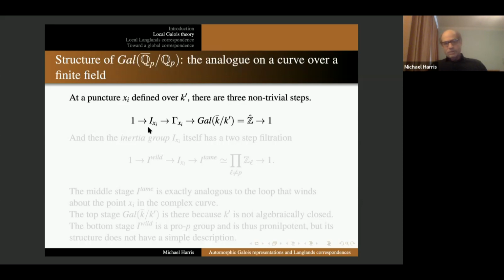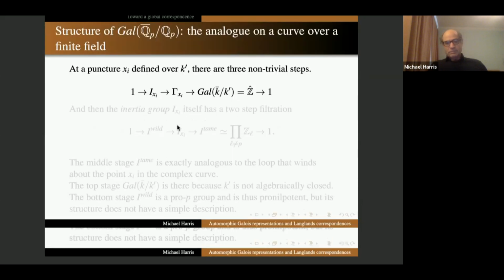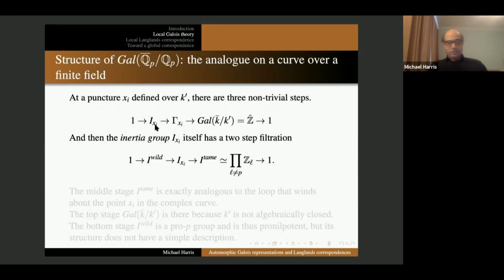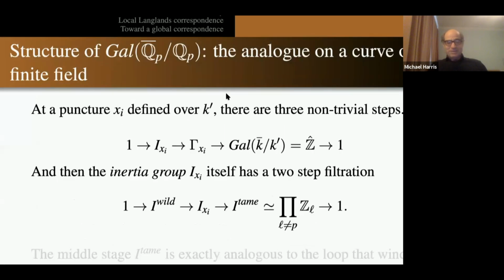This is the Galois group of, another way of thinking of it is the Galois group of the completion of the function field of this algebraic curve at the point. But the kernel, we just call it the inertia group. It has a two-step filtration, the tame part and the wild part. Well, the tame part, now, all right.